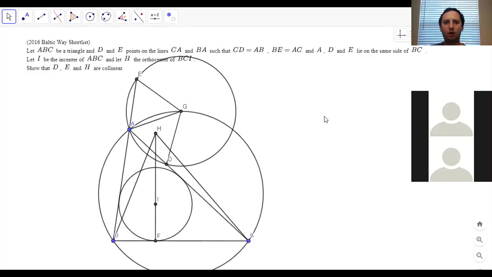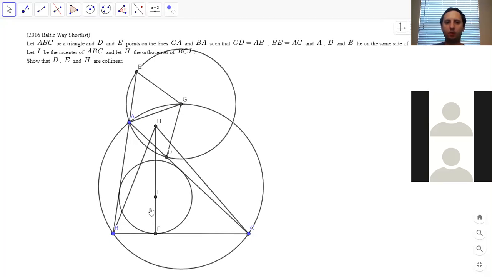Yeah. So we let G be the midpoint of arc BAC, and then it turns out G is the circumcenter of EAD. That's what we realized.